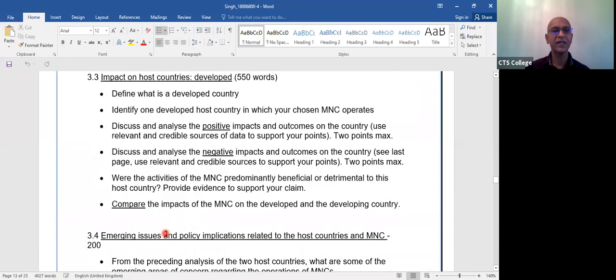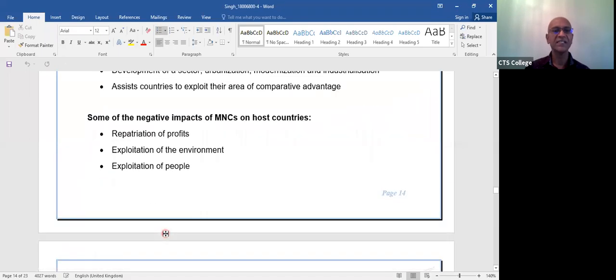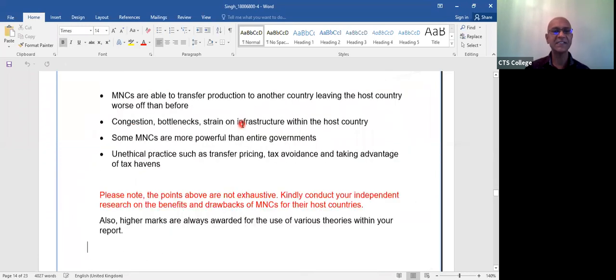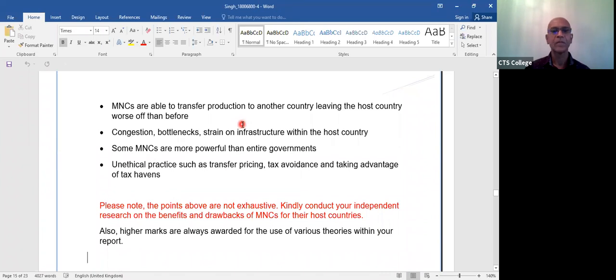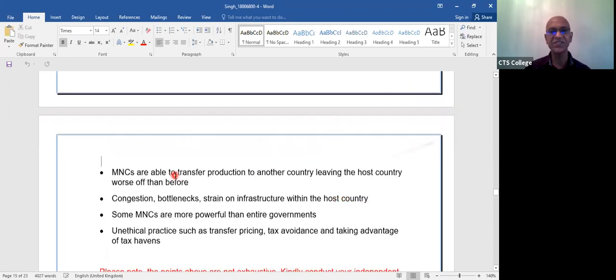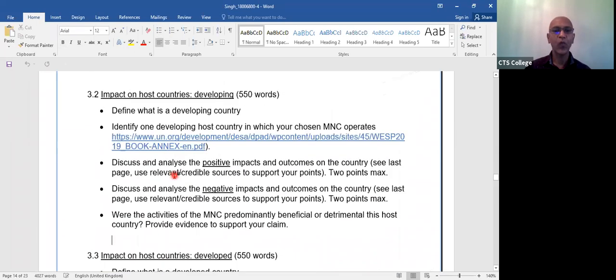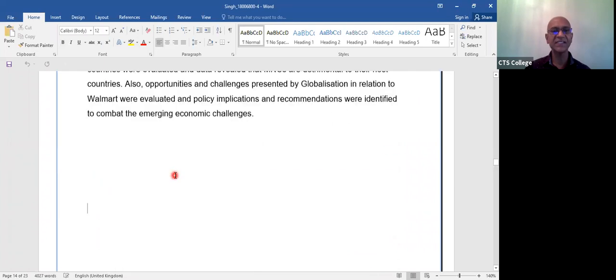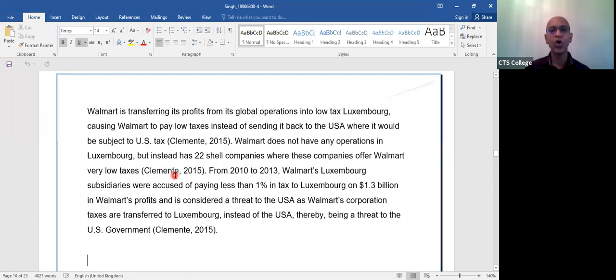We discussed that one of the adverse negative impacts of MNCs is transfer pricing, tax avoidance, and taking advantage of tax havens. So it was well discussed here. The student says that Walmart paid less than 1% taxes in Luxembourg.